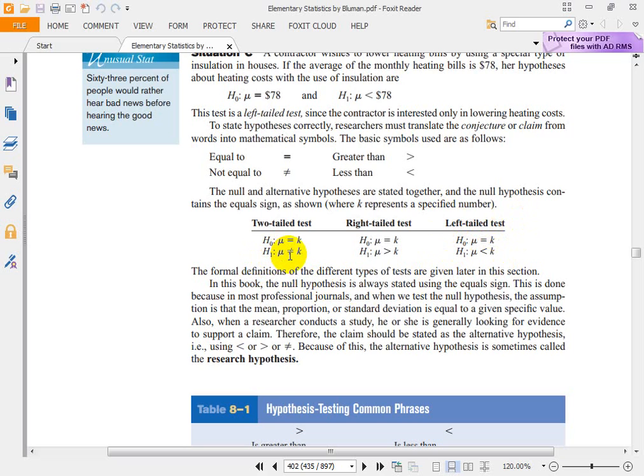Whenever we take the null hypothesis, that will not identify. No, actually, in the null hypothesis, we always take the equality. But in the alternative hypothesis, we usually write not equal to, greater than or less than.